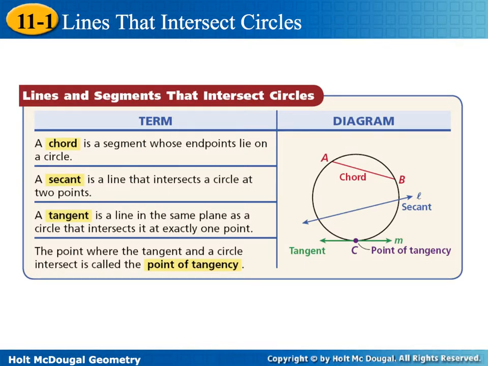A chord is a segment whose endpoints lie on a circle. So notice how a chord stops on a circle. A secant, which is your first buzzword, is a line that intersects a circle at 2 points. So chord and secant are very similar, except a secant keeps going. A tangent is a line in the same plane as a circle that intersects at exactly 1 point. So right here, a tangent basically is a line on the circle that just barely touches it at only 1 point, where secant uses 2. A tangent's basically just like a line that starts going, and then it barely touches the circle.